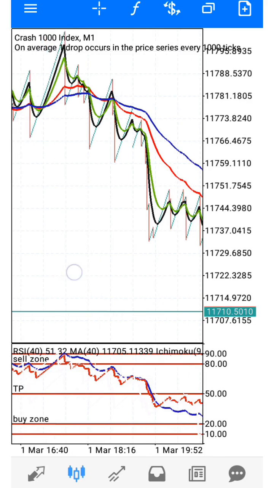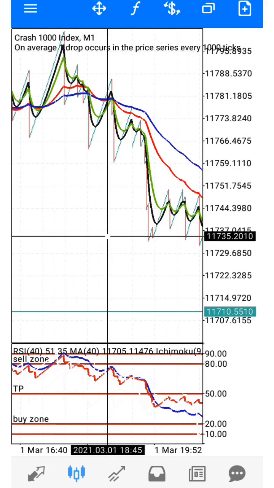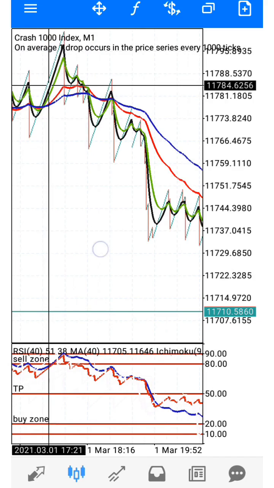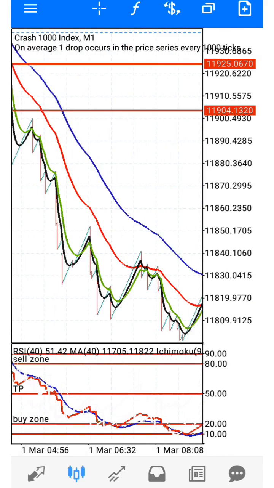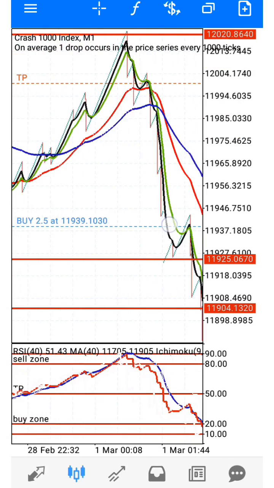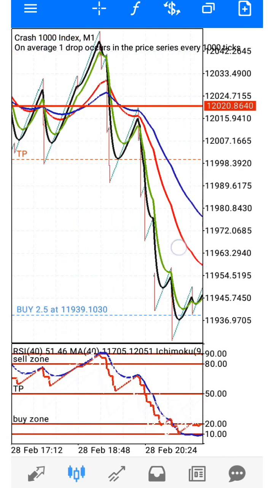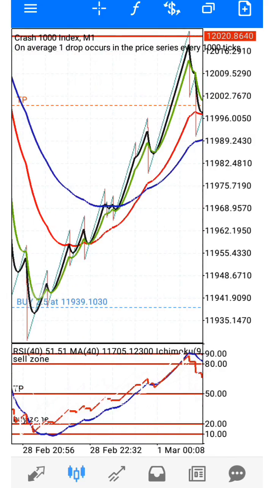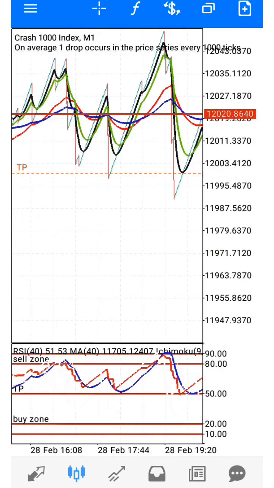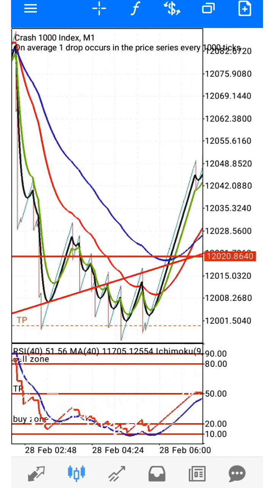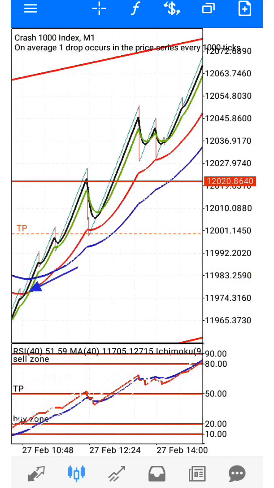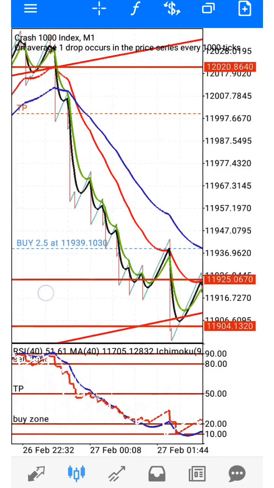As I told you earlier, this is where we entered last night, and let me show you what happened with him. You see, we have gotten our confirmation here. Let me show you where it is. I'm trying to show you how we can do this on Crash 1000.